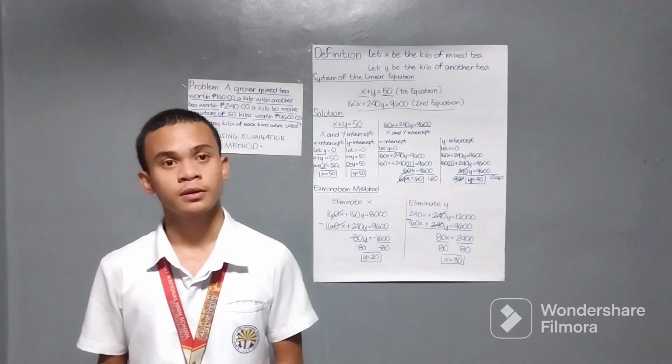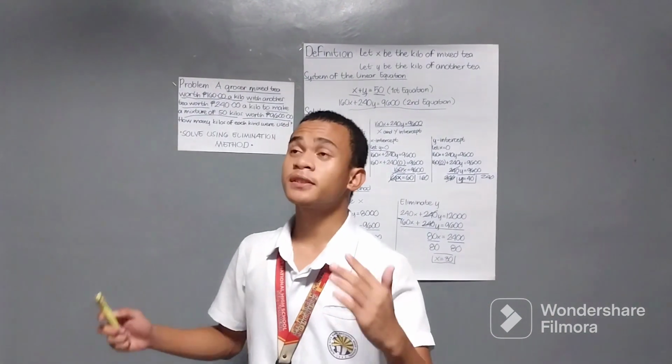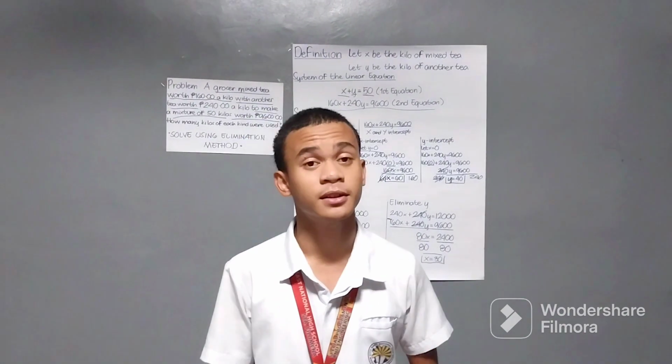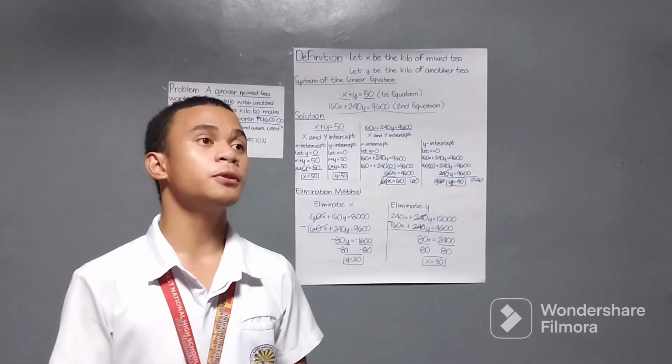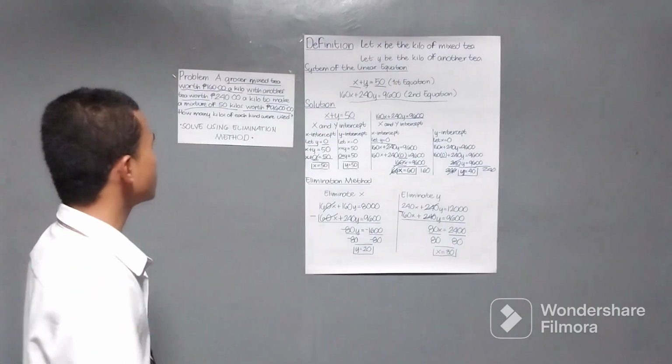Now in today's video, we're going to tackle solving linear equations in two variables by using the elimination method. There are tons of methods used in solving linear equations, like the substitution method and Cramer's rule, but we're going to discuss that in our future videos. Today, we're going to solve it using the elimination method.